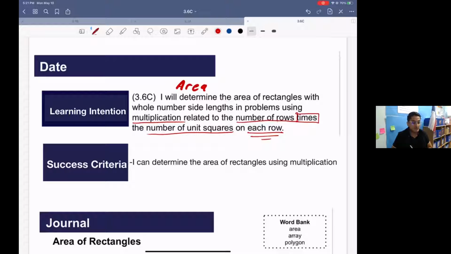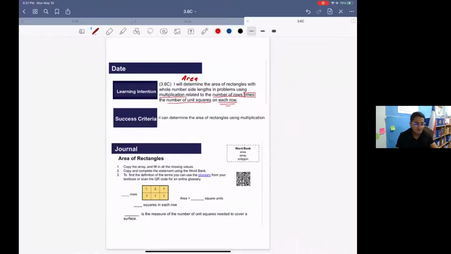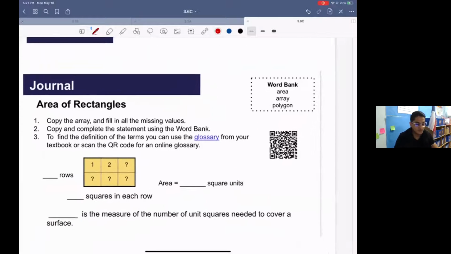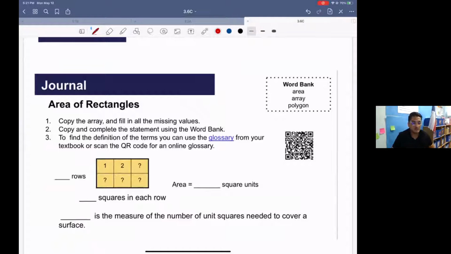My success criteria. So how do I know that I'm successful within this lesson? Well, when I can determine the area of rectangles using multiplication is when I know that I was successful within this lesson. So to start, we would be doing this within our journals.